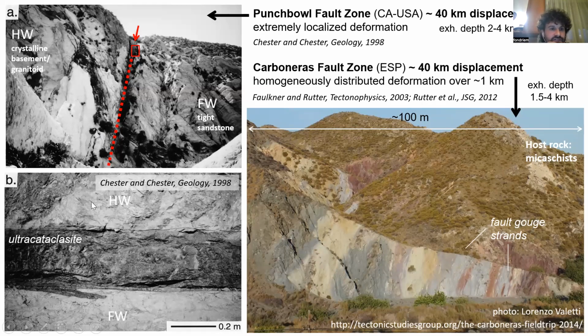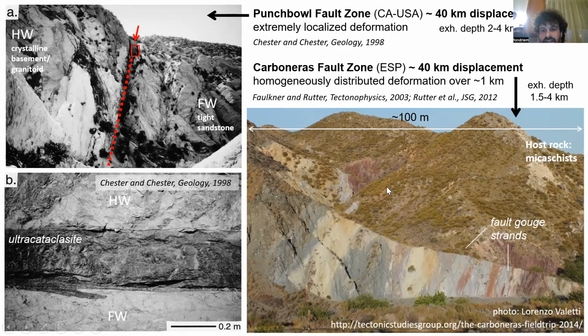And this fault is exhumed from 2 to 4 kilometer depth, has accommodated 40 kilometers of displacement, and is mostly a strike slip fault. And it developed inside siliciclastic rocks. So you have here granitoids in the hanging wall, and here very tight sandstone in the footwall. The kind of fault zone structure you have is a very, very localized fault core, which is up to 20 centimeters thick and is made of ultracataclasites, so very, very high strain fault rocks, cemented in this case because it is a fault which is exhumed from a few kilometers of depth, not very superficial.